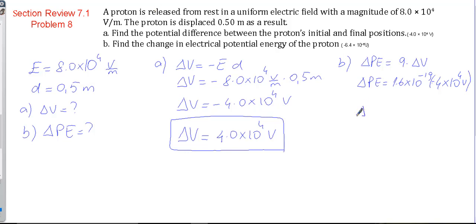When you calculate the change in potential energy, it will be minus 6.4 × 10^-15 joule. Here the proton moves from high potential to low potential, so the change in potential energy is negative.